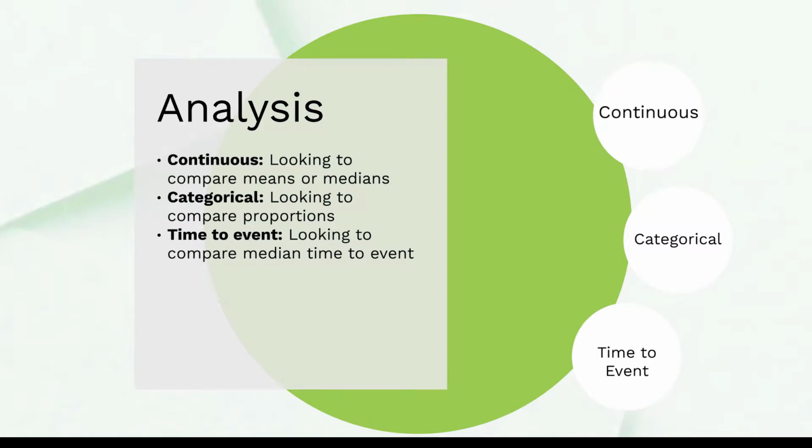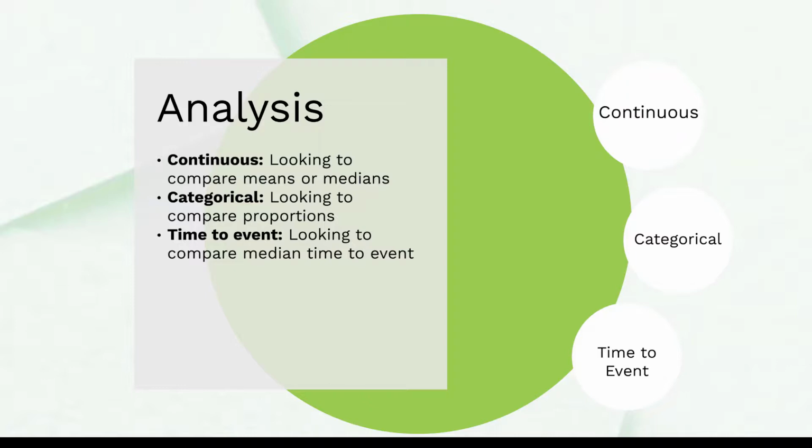So we've heard that analysis follows design. When you choose a continuous endpoint, you're generally looking to compare means or medians. If you have a categorical endpoint, you're looking to compare proportions. If you have time to event, you're looking at comparing the median time to that event. And this is a very basic nature for unadjusted analyses.